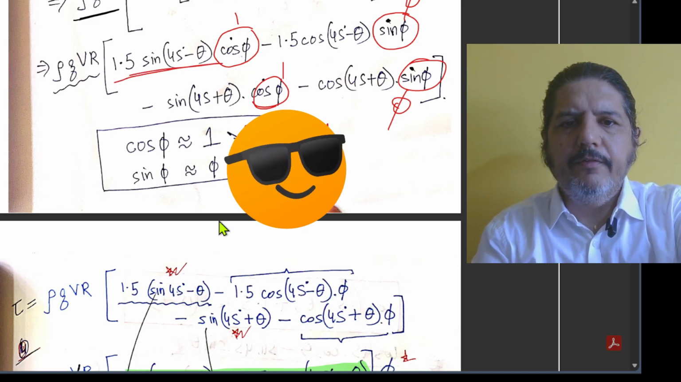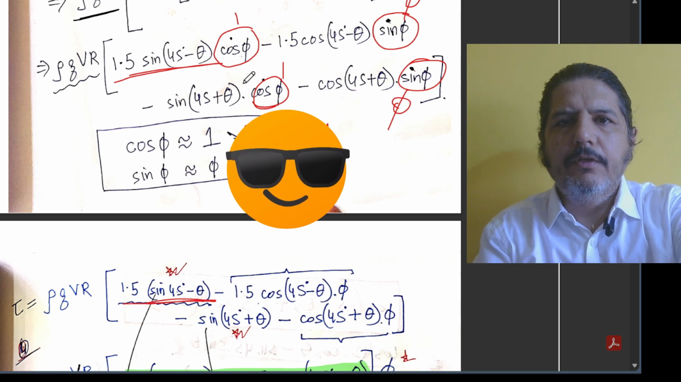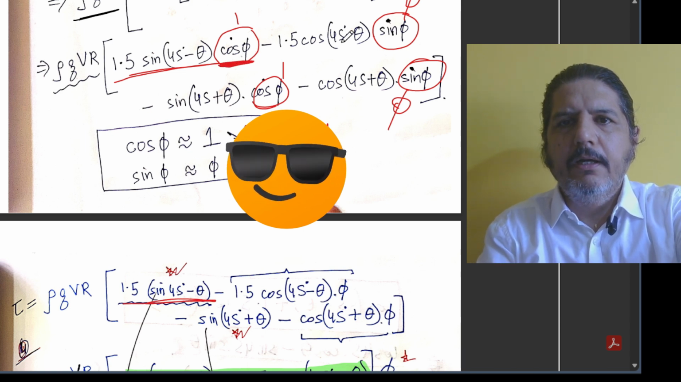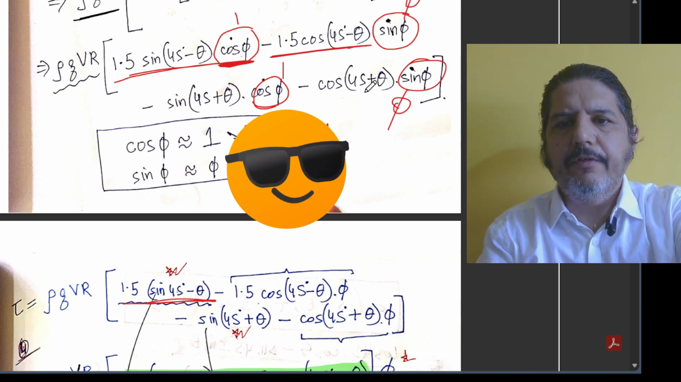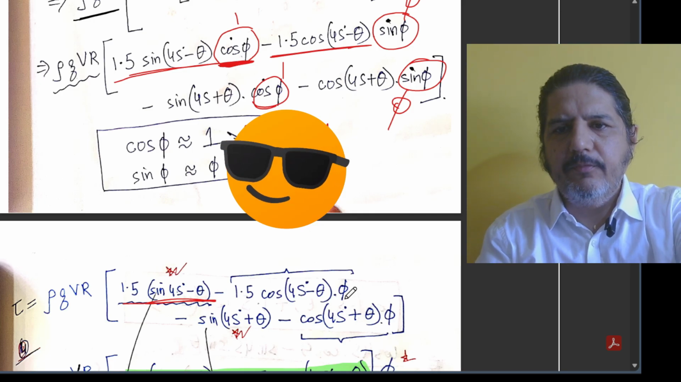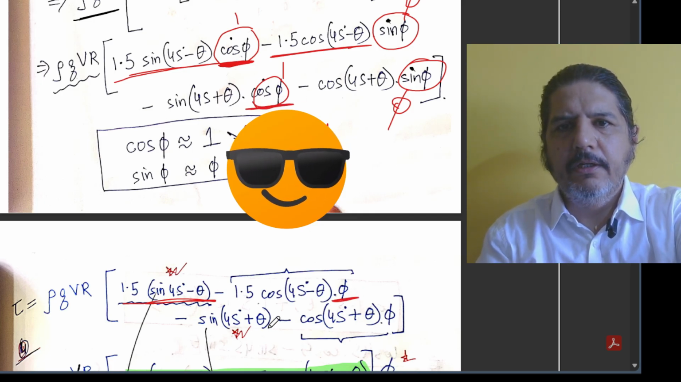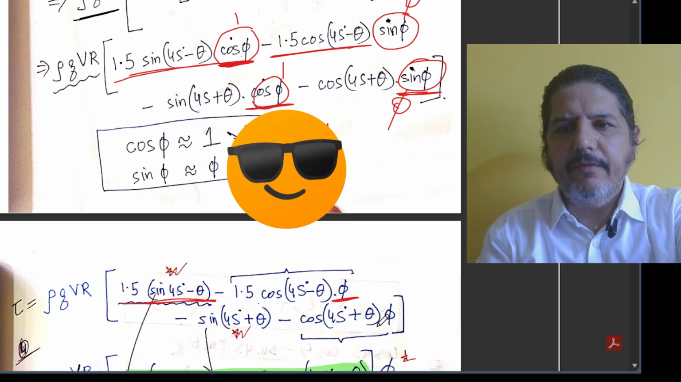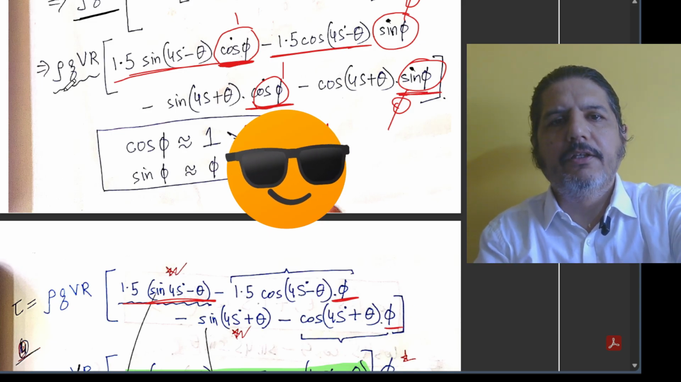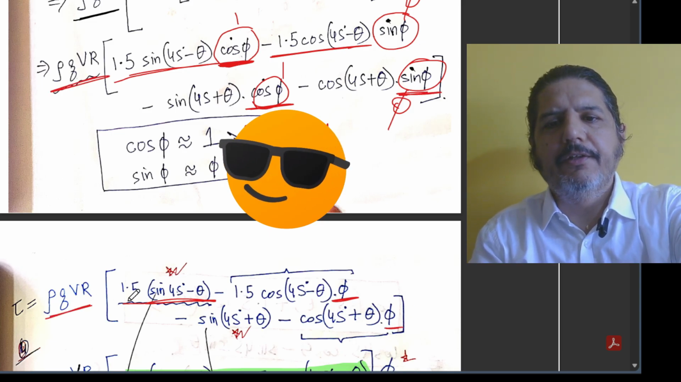So 1.5 sine 45 minus theta. See, this cos phi has been replaced by 1. 1.5 sine cos 45 minus theta. This sine phi has been replaced by phi. Minus sine 45 plus theta. This cos phi has been replaced by 1. And this sine phi has been replaced by this phi. And this rho g VR, and the rho g VR is here.